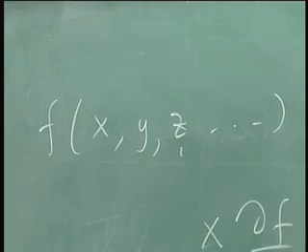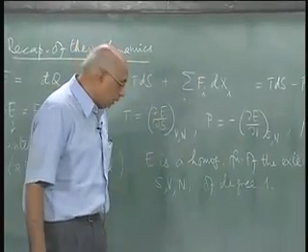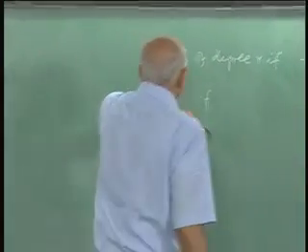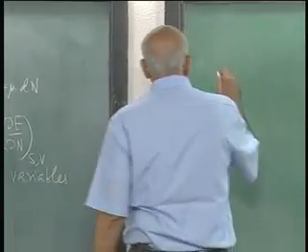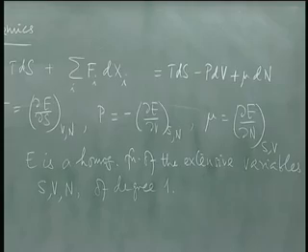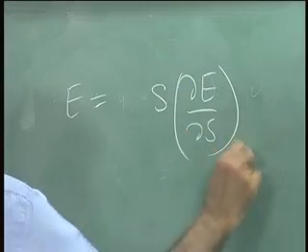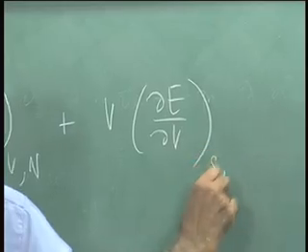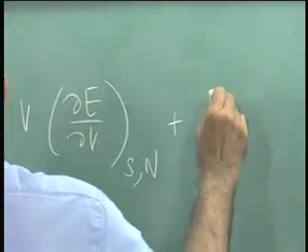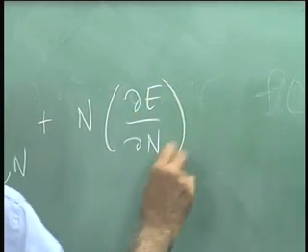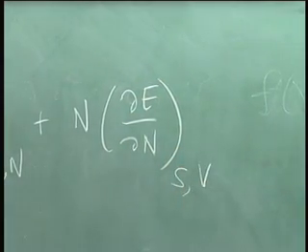But if you assume that E is a homogeneous function of degree 1, then it immediately follows from elementary calculus, from Euler's theorem, that E is equal to S delta E over delta S at V and N, plus V delta E over delta V at S and N, plus N delta E over delta N at S and V constant.